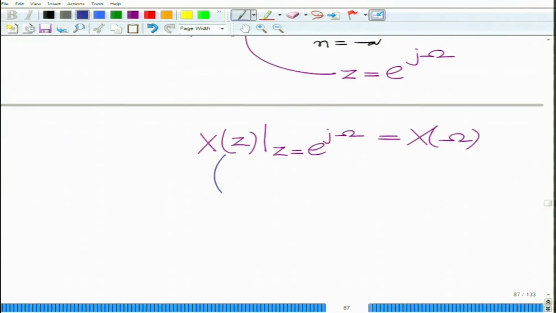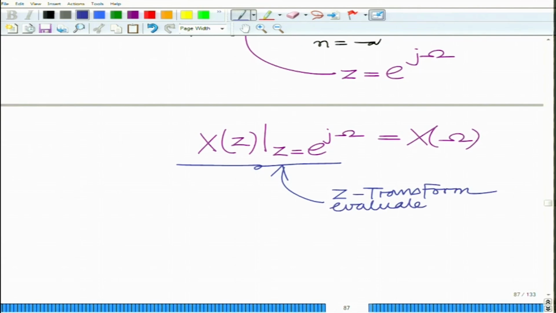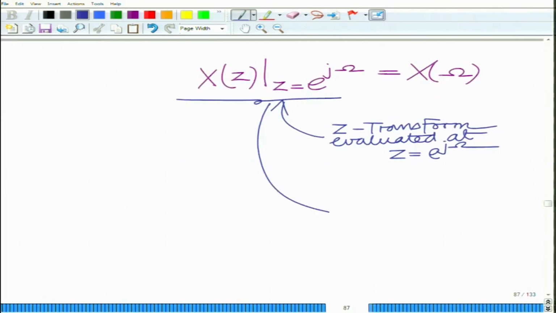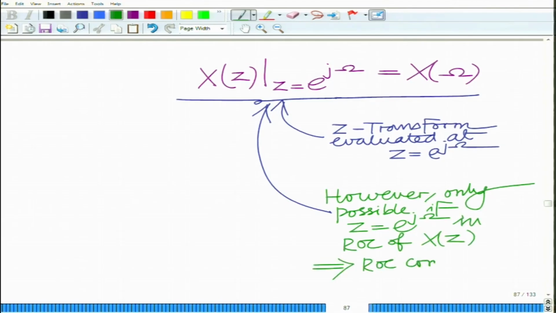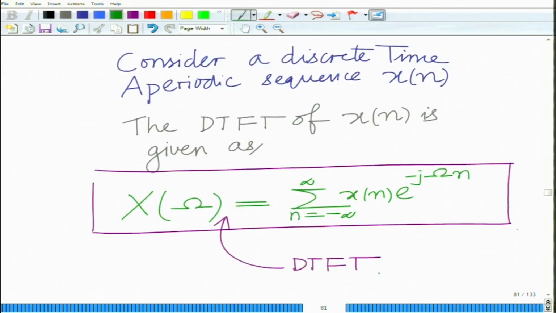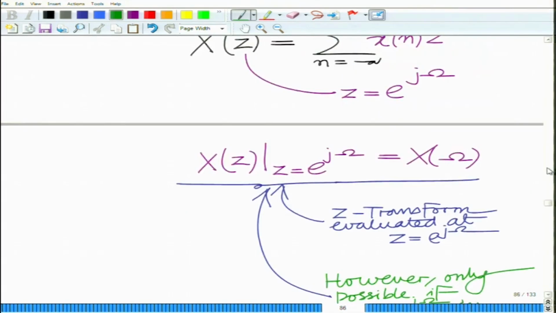However, this is only possible if z equal to e raised to j omega is in the ROC of X of z, which implies that the ROC has to contain the unit circle.